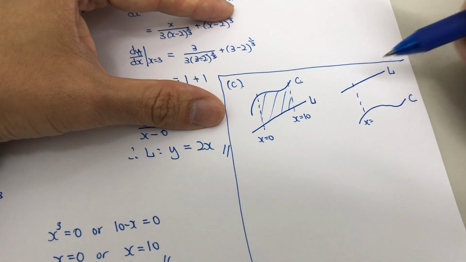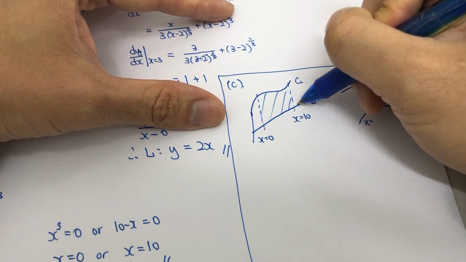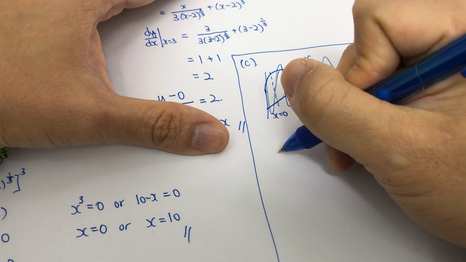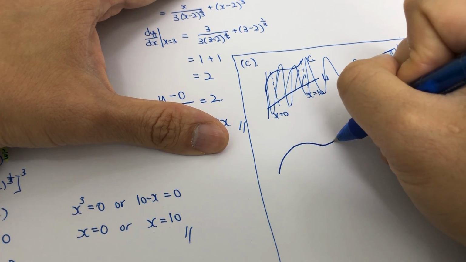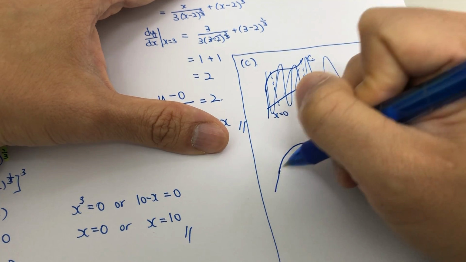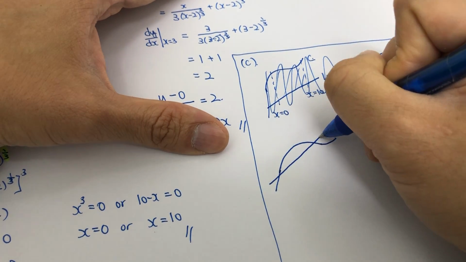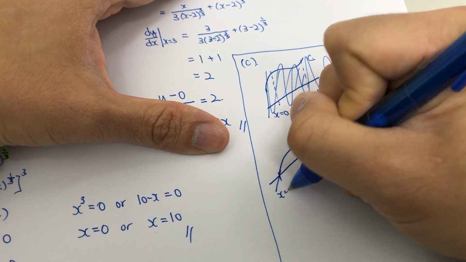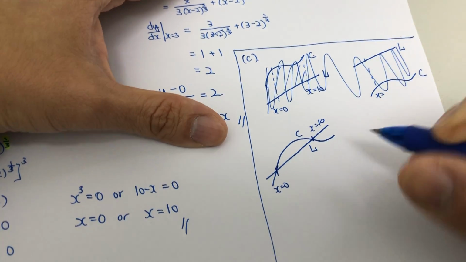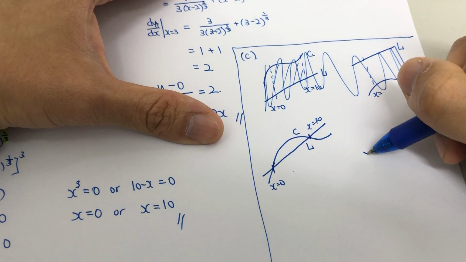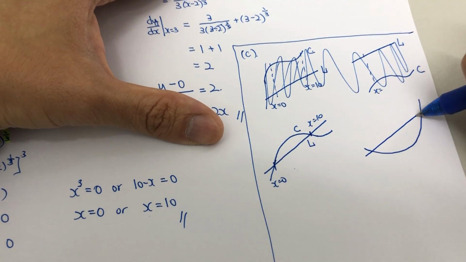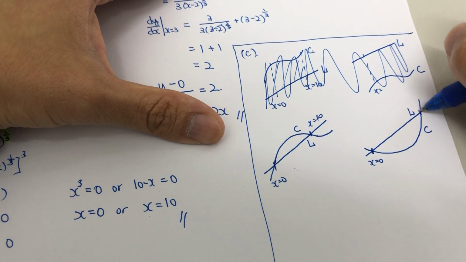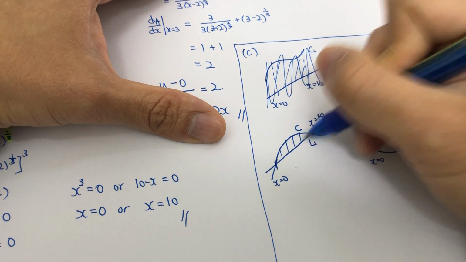So x equal to 0, oh, they meet together. Oh, never mind. I'm sorry. Because they meet at 2 points, so what about this? Okay. So this is the curve. This is the straight line. They meet at x equal to 0 and x equal to 10. So this is the first situation. Or the second situation is that this is the curve, this is the line, and they meet at these 2 points, x equal to 0, x equal to 10. So we are looking for this area.